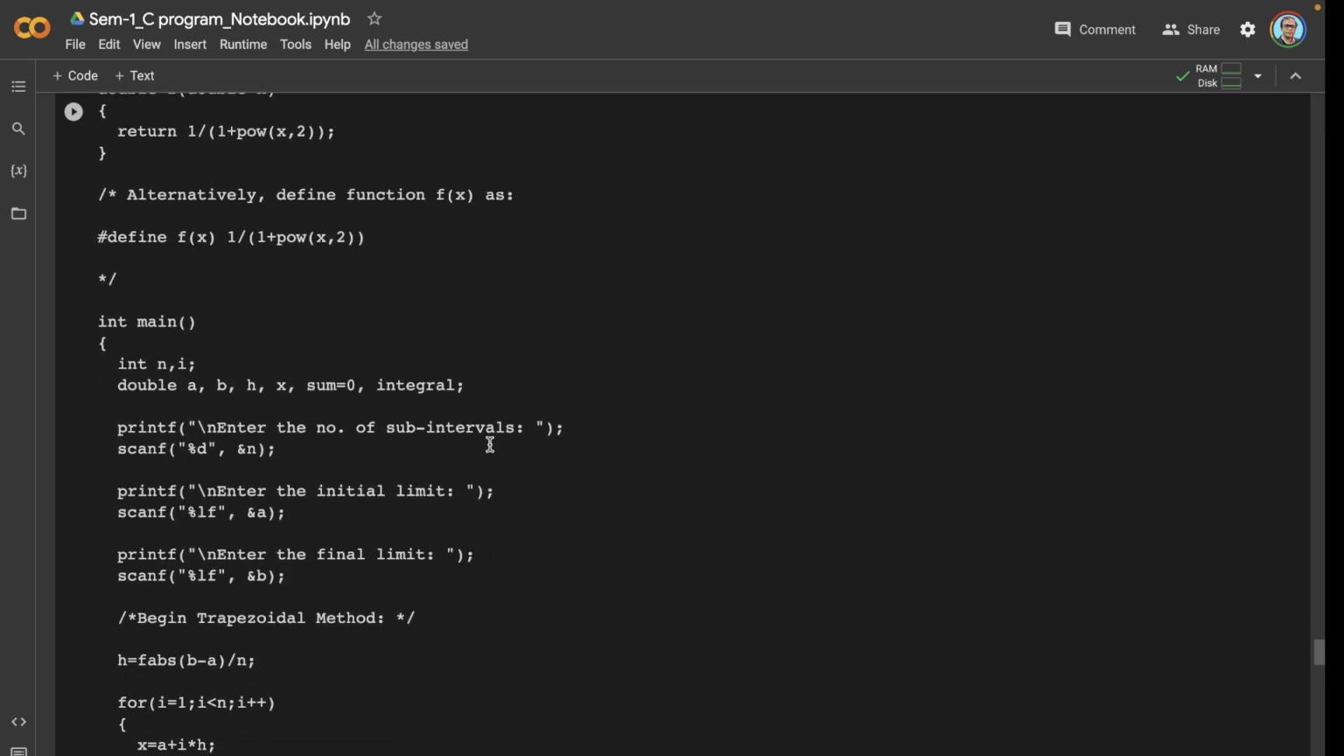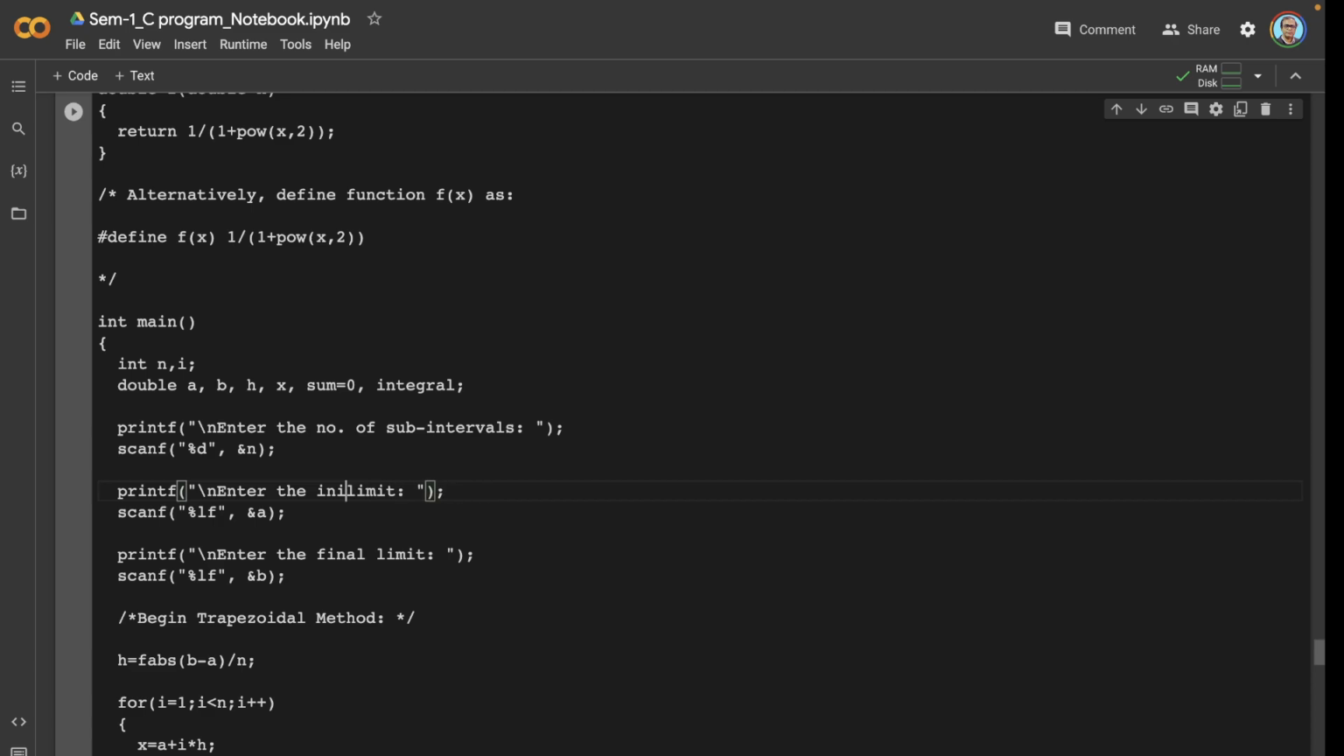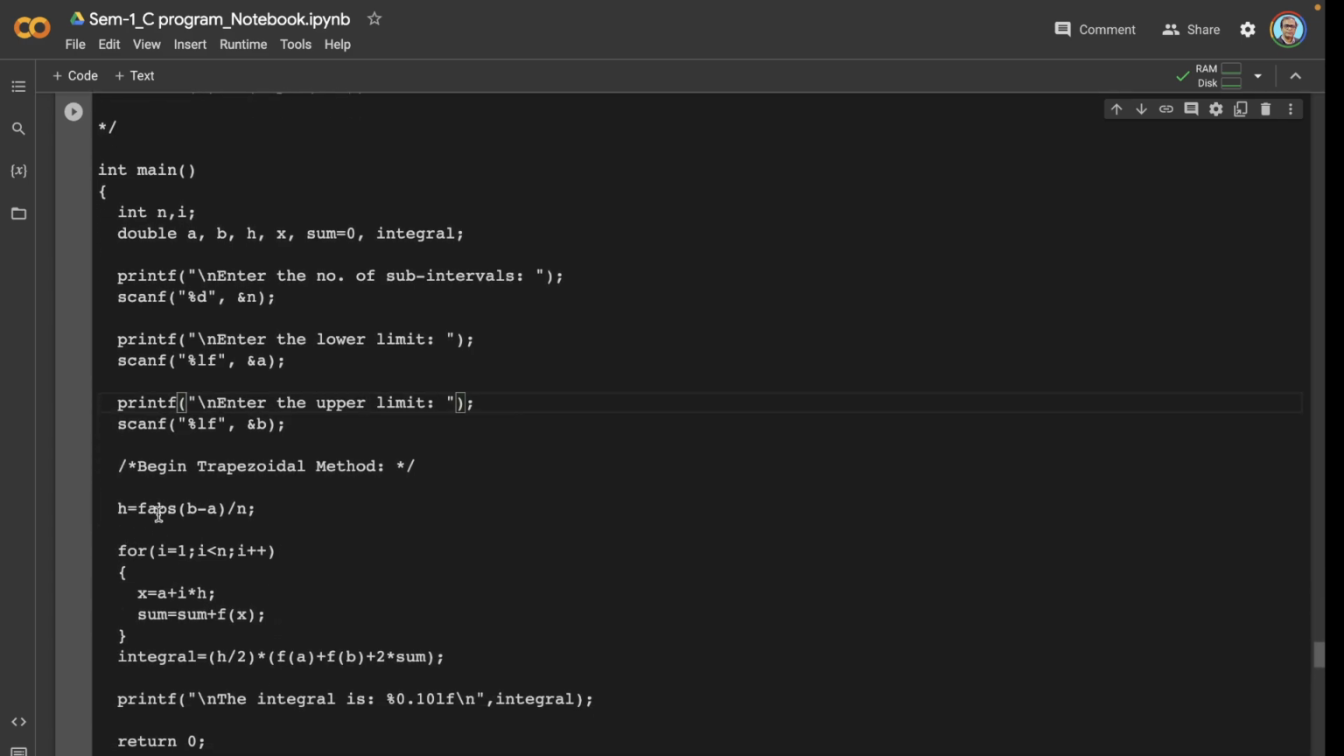Enter the subintervals, suppose 6 or 10. Enter the initial value a, suppose a equals 0, and the final value b: the lower limit and the upper limit. Actually, the initial limit means the lower limit. So 0 is the lower limit and the upper limit is 1, maybe 2, 3. In the trapezoidal rule, h is the step length. This is the absolute value of b minus a, because b and a are float type variables.